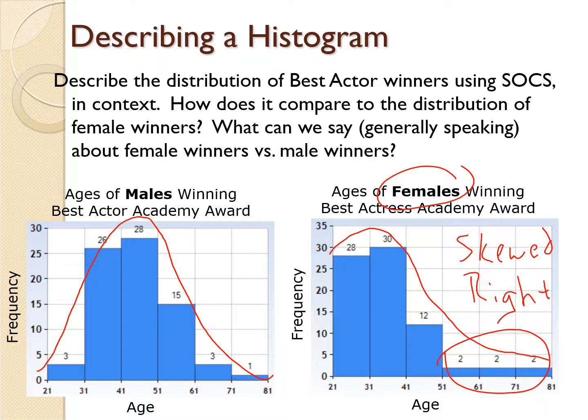A skewed left distribution would have a tail to the left. So generally speaking, we can see that females win at a younger age than males do. Most females are winning in their 20s or 30s. Most males are winning in their 30s or 40s.